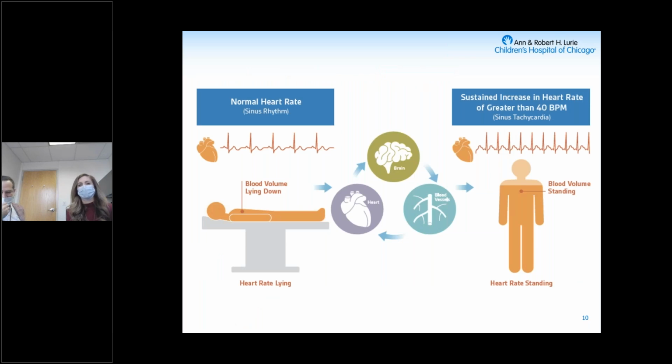This is another visualization of this process with the POTS heart rate diagnostic criteria mentioned in the top corner. A sustained heart rate response of greater than 40 beats per minute when going from supine to standing positioning, as well as multiple orthostatic symptoms, and an appropriately maintained blood pressure is how the diagnosis of POTS is made.